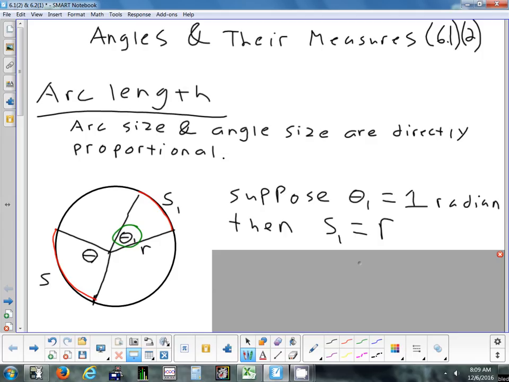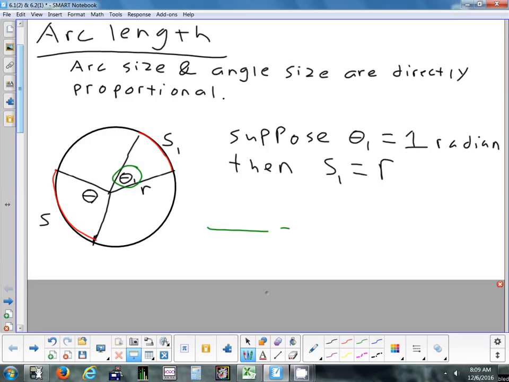Right, so any questions on that idea? If you make that angle 1 radian, S1 and R would be exactly the same. All right, so now what we're going to do is set up a proportion, and then once we set it up, we're going to use that fact. But we have to set up a proportion, something we can plug into, first.